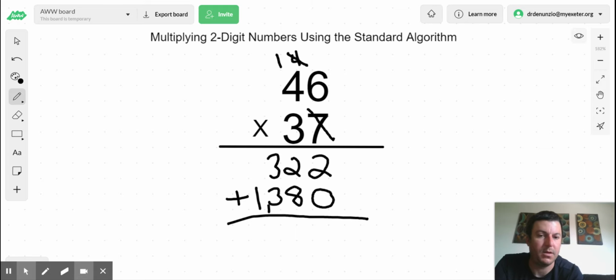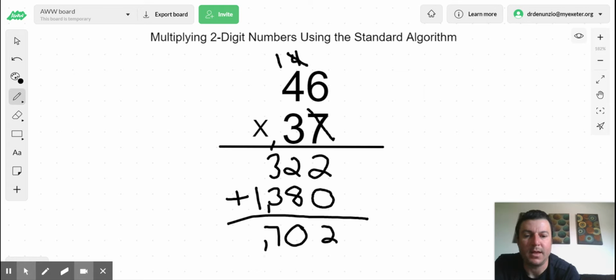See what I mean? You're adding the 2 answers that you got, the 6 times 7 and 40 times 7, and then the 6 times 3 and 40 times 3, you're adding them up. And now 2 plus 0 is 2, 2 plus 8 is 10. We're going to regroup the 1 right here above the 3 in the hundreds column. 1 plus 3 is 4, plus 3 is 7. And then your 1, and voila, we got the same answer we did before, 1,702. So I hope that makes sense.